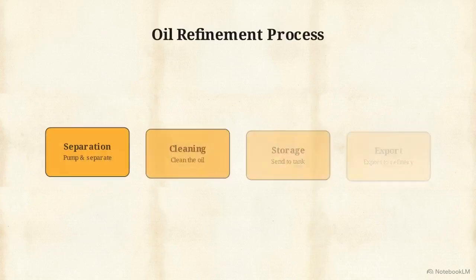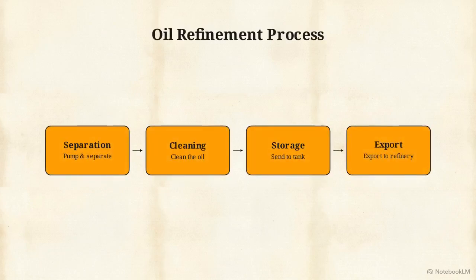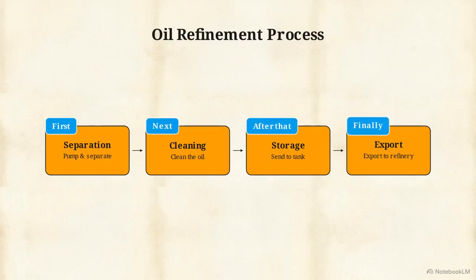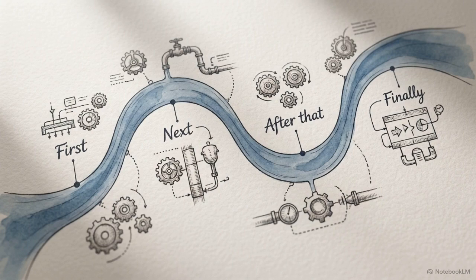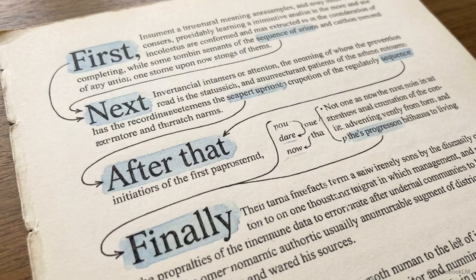Let's apply these signposts to our oil flow chart. We lock first to the beginning of step 1, next for step 2, after that for step 3, and finally for the export step. Intentionally varying these structural signposts creates a natural reading flow. It guides the reader through the timeline without sounding like a robotic, repetitive list.